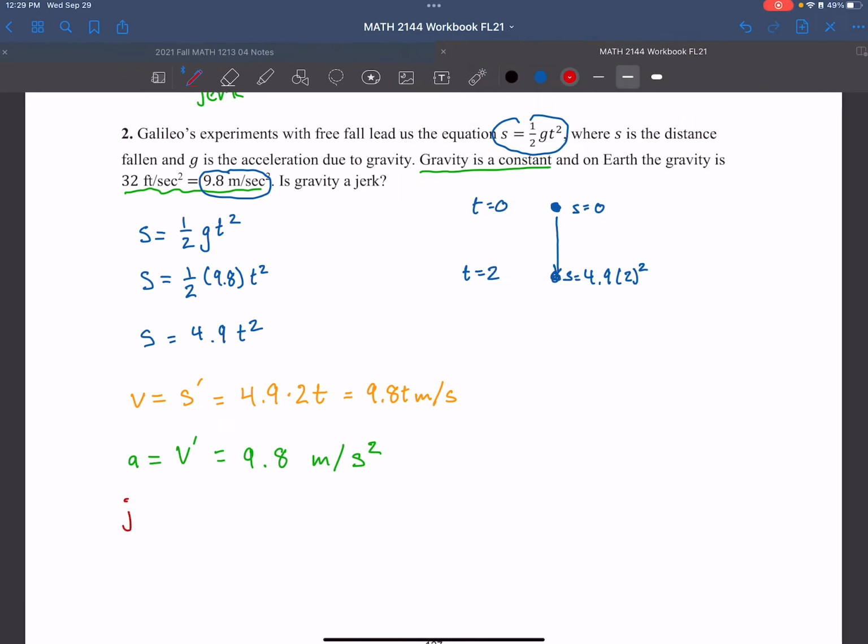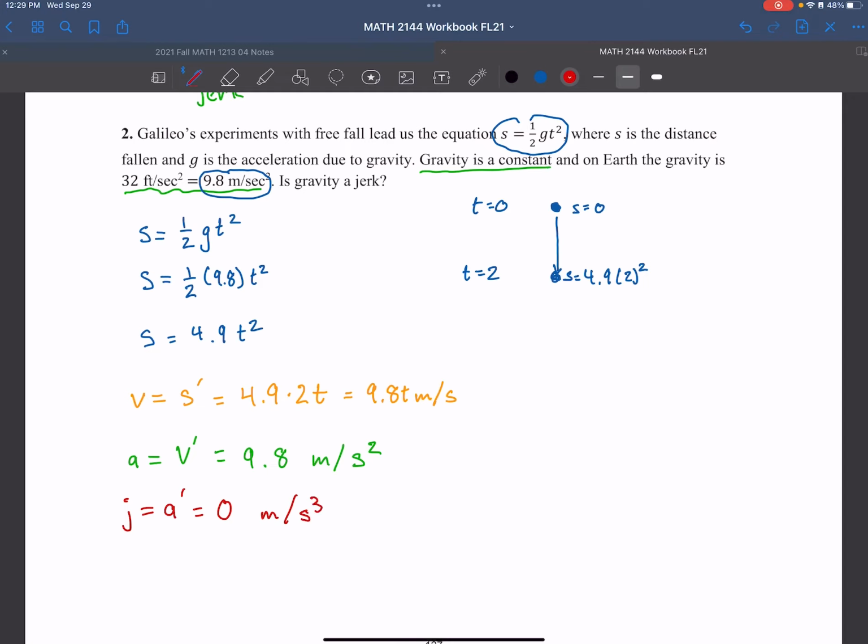And then we have one more scenario. That is to say the jerk, which is the derivative of the acceleration. And what is the derivative of 9.8? 0. 9.8 is a constant, so it's 0 meters per second cubed.